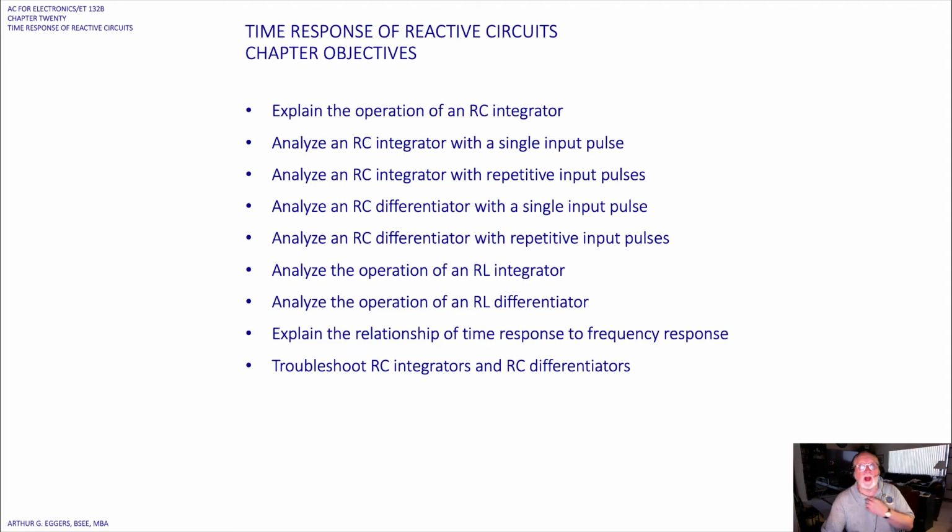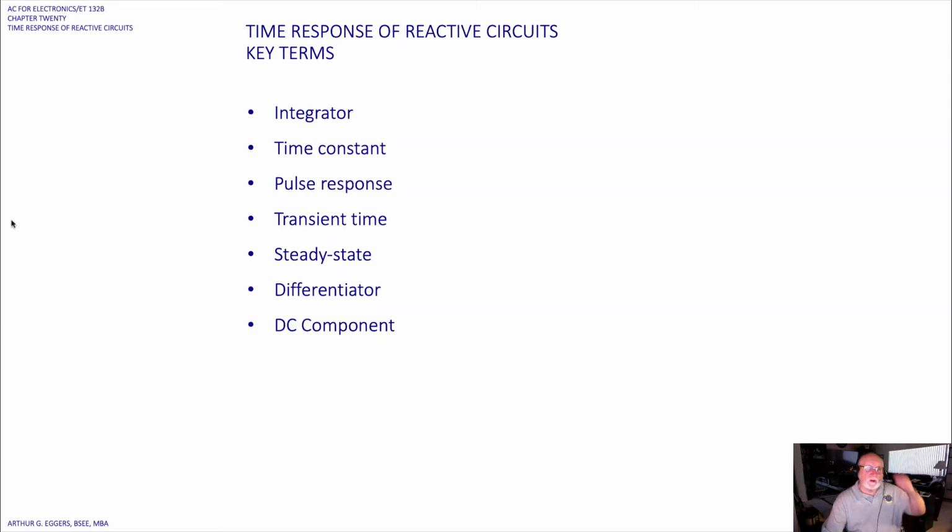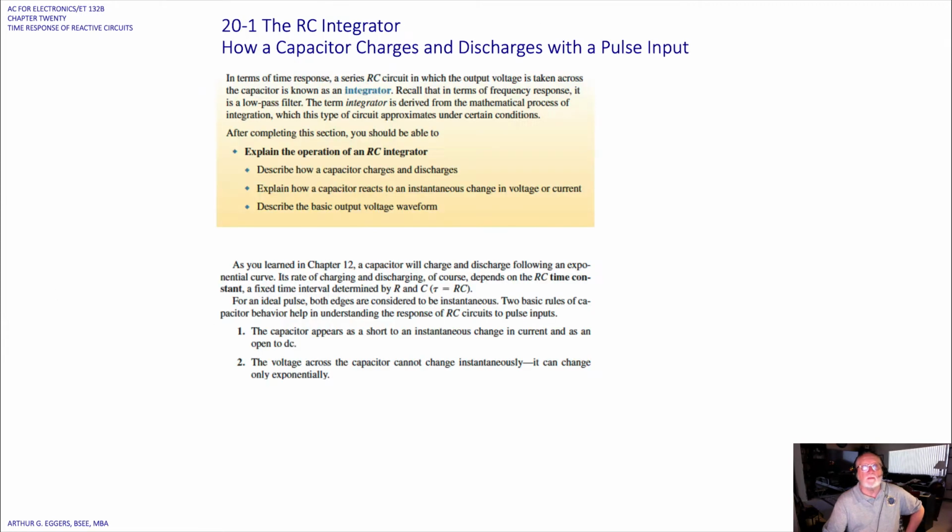So we're going to look at the operation, we're going to analyze it, we're going to look at what happens with single and repetitive input pulses, and then we'll move on to the differentiator for the RC circuit. So, terms that you need to be familiar with in this chapter: integrator, time constants we've already seen, pulse response, transient time, steady state, differentiator, DC component.